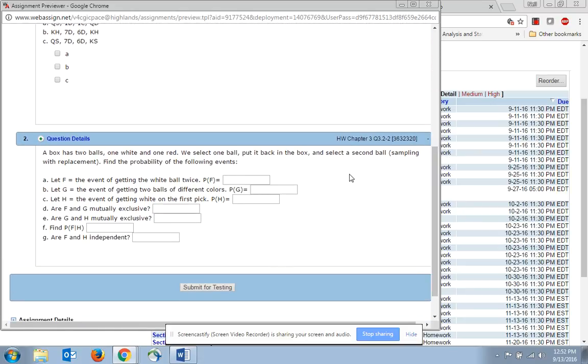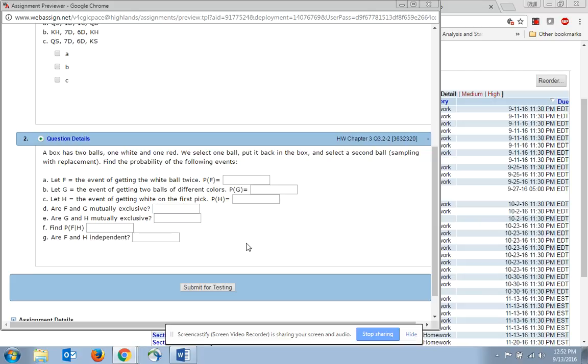So for down here, you've got a box with 2 balls, one white and one red. We select one ball, put it back in the box, and select a second ball. So that means we're doing this with replacement. So I take a ball out of the box, I record what it is, and I put it back down. So for that, you're looking at different scenarios, like let A be the event of getting a white ball twice. B is getting 2 balls of different colors.